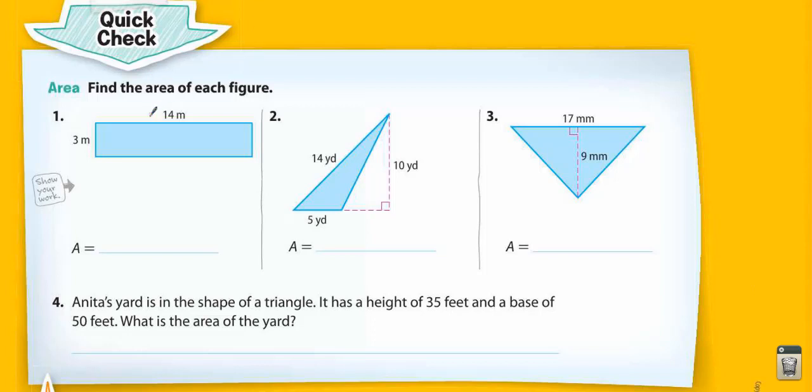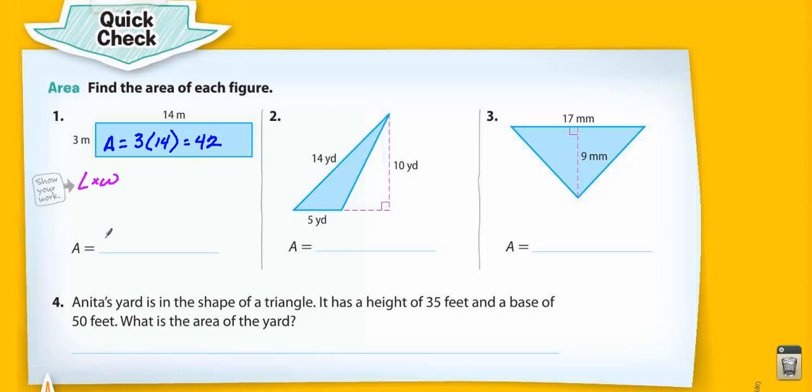Our first one is base times height, or length times width. So when you're finding the area of a rectangle, it is length times width. In this case, it's going to be the 3 times the 14. That will be the area of this. Let's move that over, and I'm going to put a little a in front of it to show that I'm finding area. So I'm getting the area of this, 3 times the 14, and that is 42.